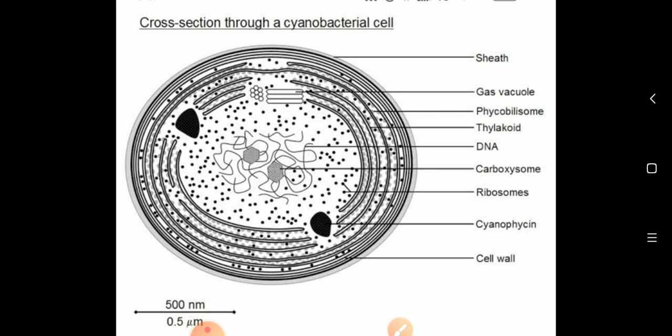Further, they also contain gas vacuoles. These gas vacuoles help them in buoyancy so that they can float easily on water. Further, they have carboxysomes. These are the storage of rubisco enzyme, which helps them in photosynthesis. And cyanophycin is a cyanophycean starch, which is a reserve food material for them.